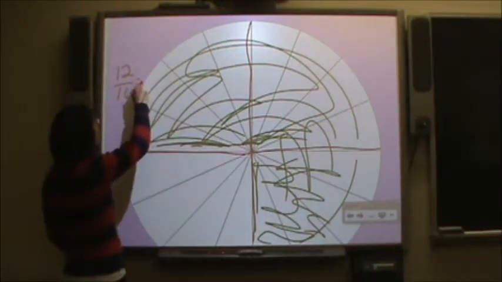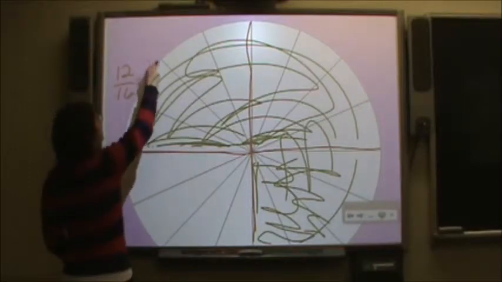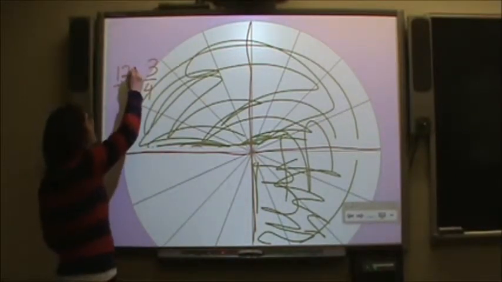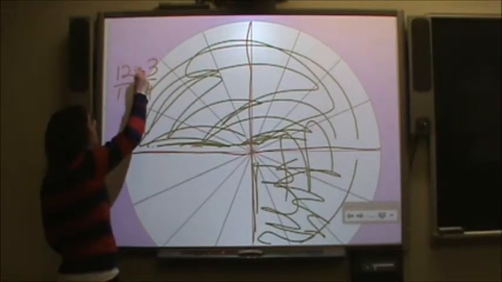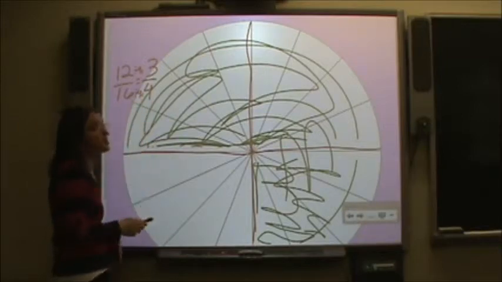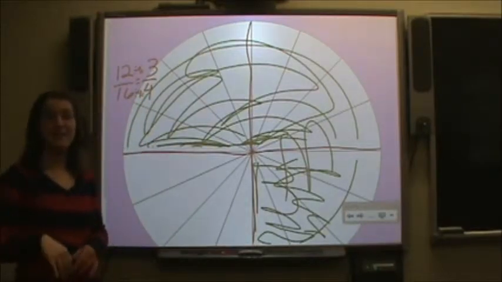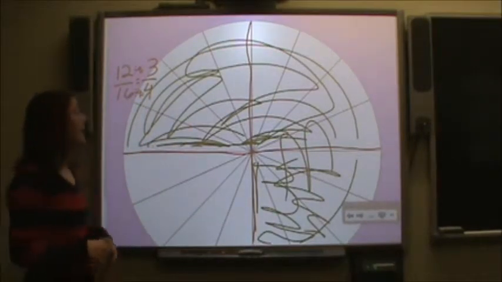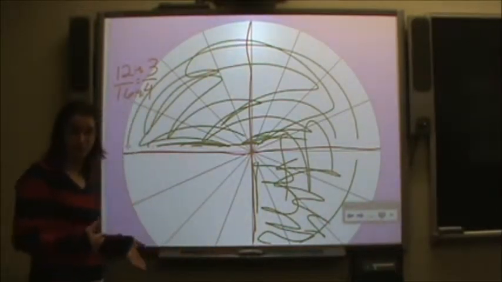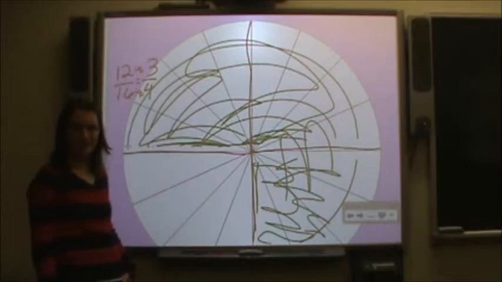So an equivalent fraction to 12/16ths is 3/4, which, if you'll notice, 12 divided by 4 equals 3, and 16 divided by 4 equals 4. So you can both multiply and divide the numerator and denominator by the same number and get an equivalent fraction. So if you have a number with a large denominator, absolutely divide if you can.